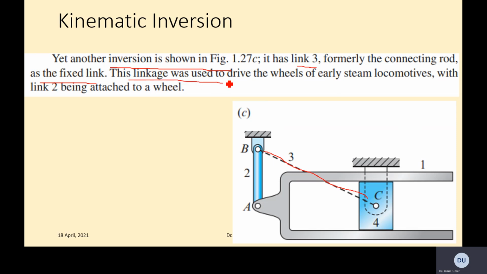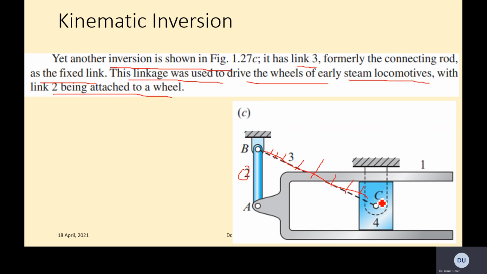This linkage was used to drive the wheels of early steam locomotives. Locomotive applications used to have such a combination, with link 2 being attached to the wheel. So link 2 is attached to the wheel, and this is the stationary part. The connecting rod is stationary.